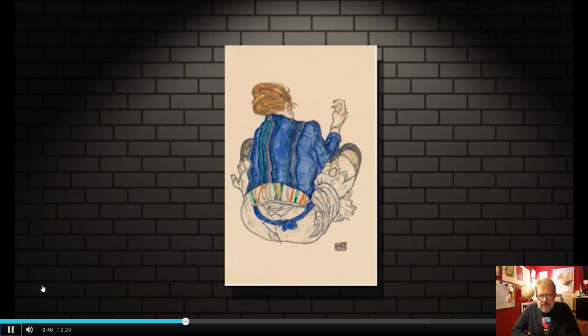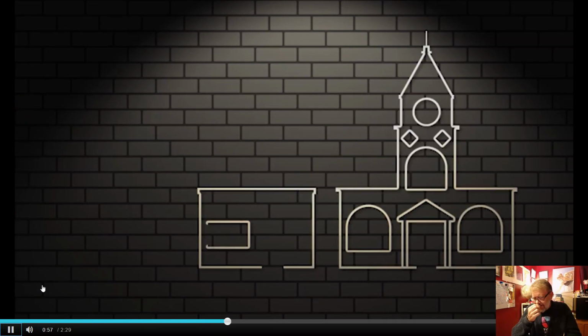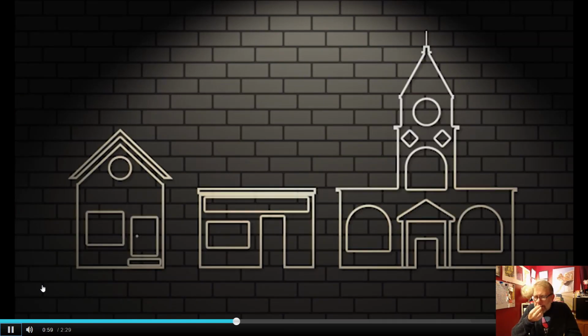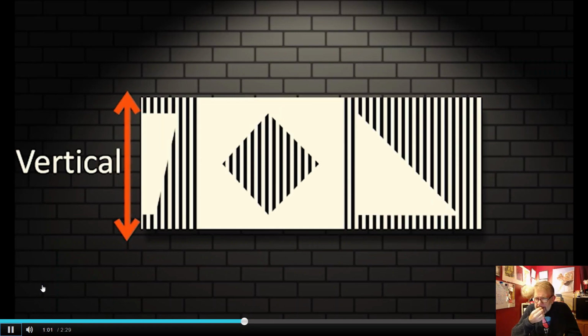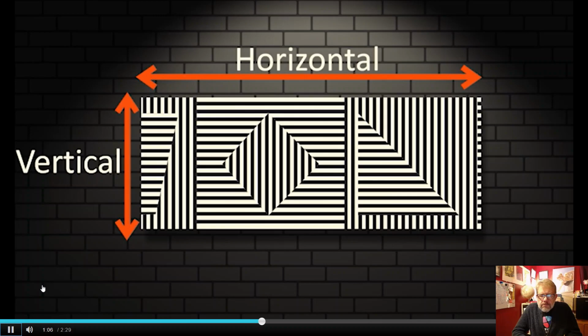A line can show pattern, texture, and more. Look carefully at all the different lines to explore. There are endless opportunities. Lines can even speak about your community. Vertical lines go up and down. Horizontal lines go from side to side. Don't forget about diagonal lines.